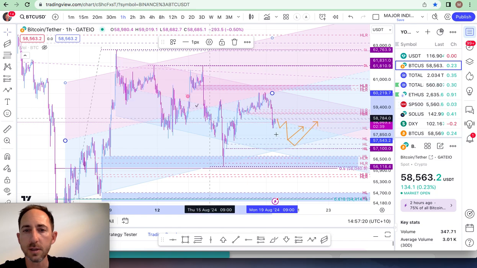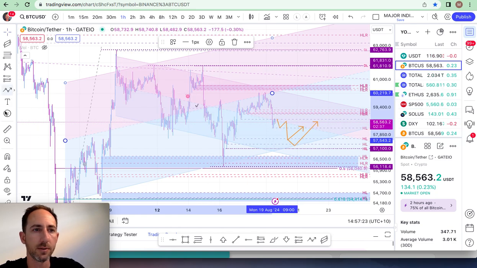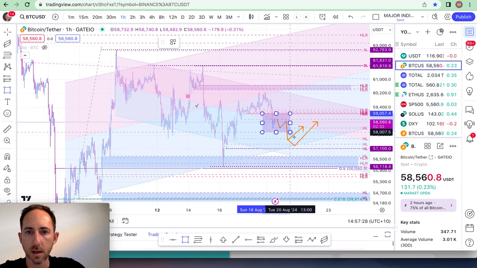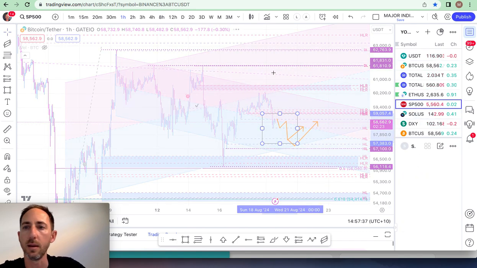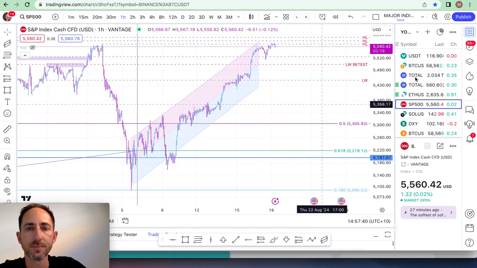And just to give a little bit more confluence with this area here as to why I think we may be moving into a bearish context to give us good buying opportunity, let's move over onto the S&P 500.